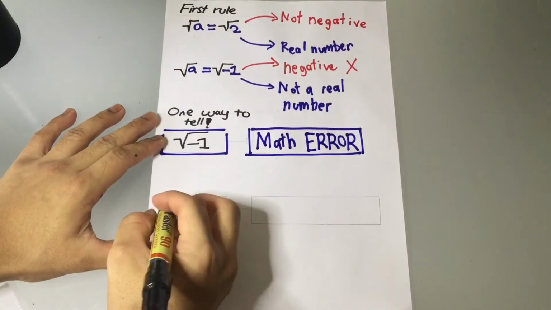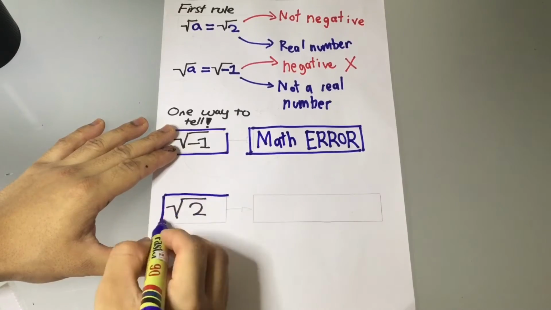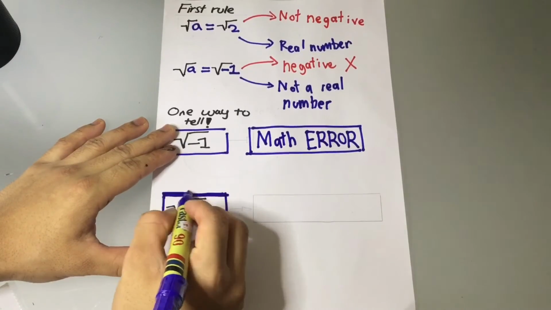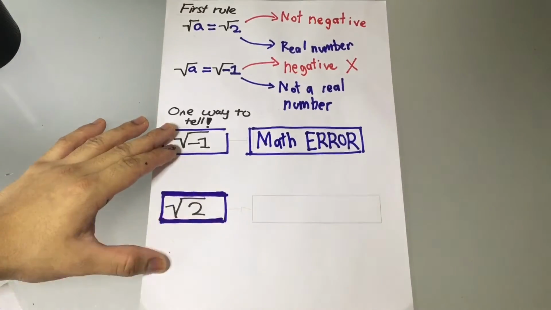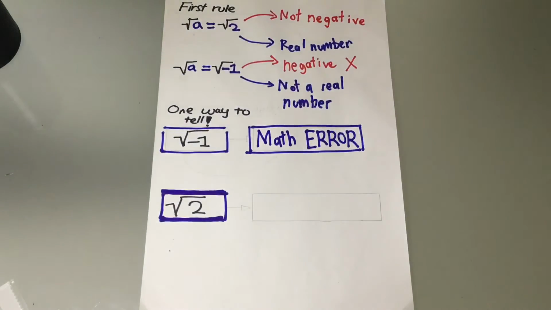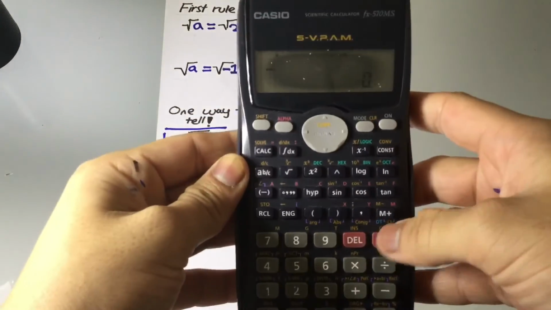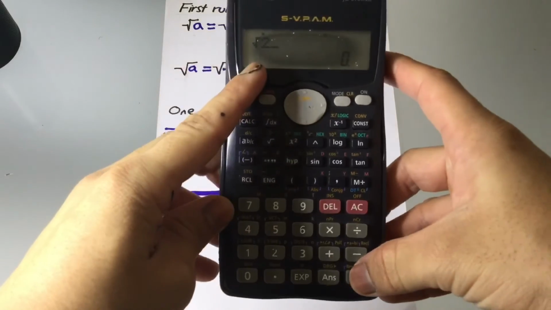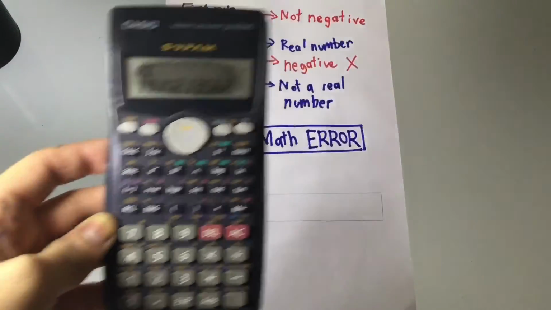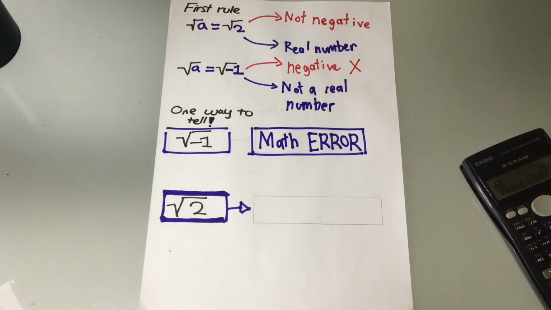Now, if we do the same thing for square root of 2, it would be obvious that the answer is going to be different. You should expect the answer to be different. So I'm going to use the calculator right now. It should come out as an irrational number with a long decimal, which cannot be simplified into a fraction. You can see it right here, which I'm going to write right now.